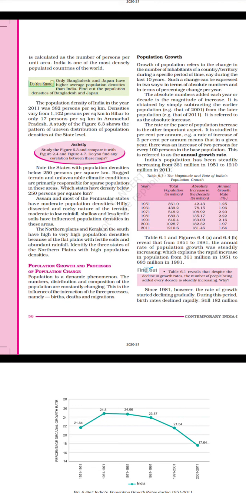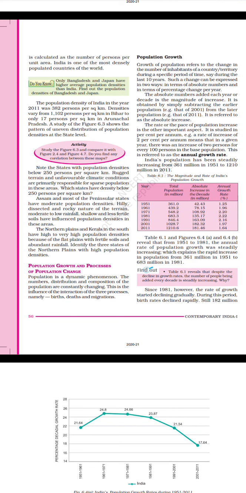Hilly, dissected and rocky nature of the terrain, moderate to low rainfall, and shallow, less fertile soils have influenced population densities in these areas. The northern plains and Kerala in the south have high to very high population densities because of the flat plains with fertile soils and abundant rainfall. Identify the three states of the northern plains with high population densities.